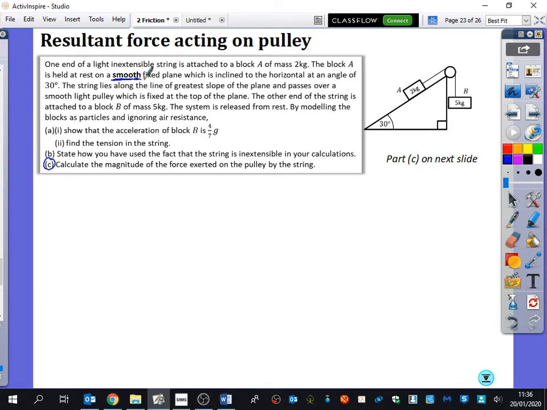So what we're really aiming for in this question is to look at part C, which goes on to the very last page of your booklet. If you don't want to write this one down, I'm going to be going quite fast anyway, but you're welcome to obviously write this as we go.